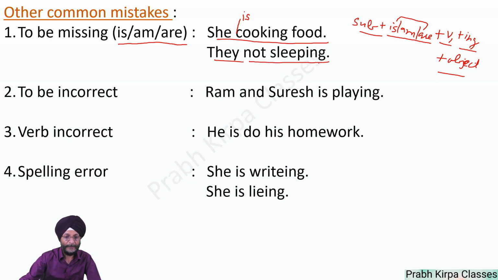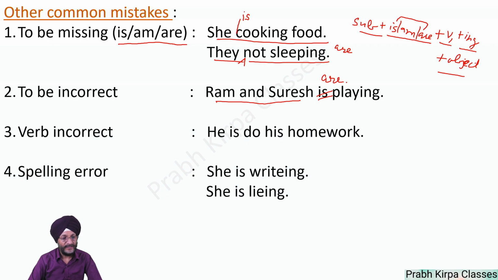"They not sleeping." Everything is okay in this sentence except is/am/are. Any of these is missing. So here we use "They are not sleeping." The be verb is incorrect here. Ram and Suresh are two persons, and in the case of more than one person, we have to use are. So here we will cut is and write it as "Ram and Suresh are playing."